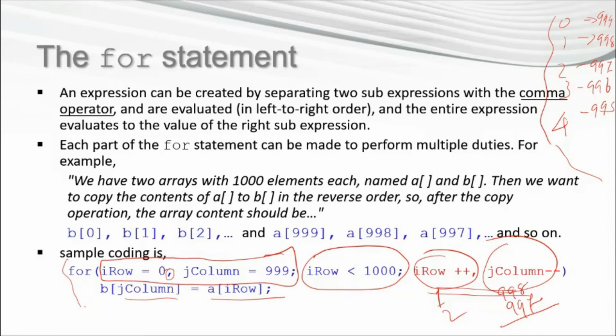Otherwise, if we are not using a for loop like this, we must use two for loops, that is, a for loop inside another for loop, in order to do this particular operation, that is, transferring the values inside a row in reverse order into another row.